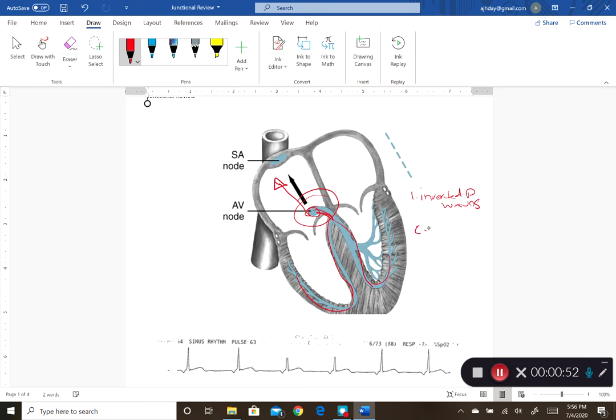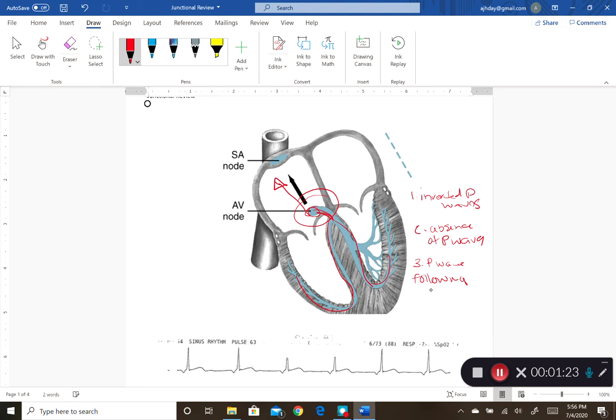That backwards conduction can also cause an absence of P waves. And the reason being is that by the time the conduction reaches the SA node, the ventricles are already contracting, and the ventricles contracting have a higher electrical impulse. So the P wave just gets buried in that QRS complex represented by the ventricles contracting, and we won't see it. The third thing that it could cause is a P wave following the QRS complex.